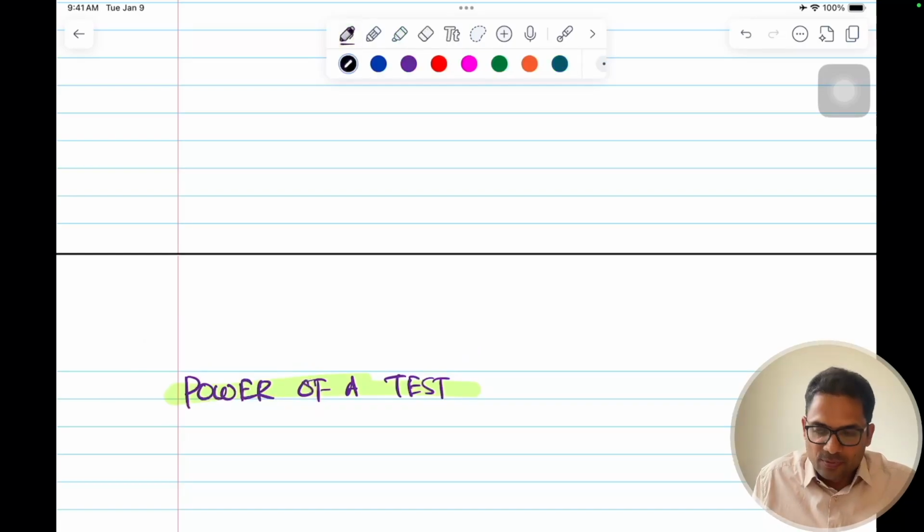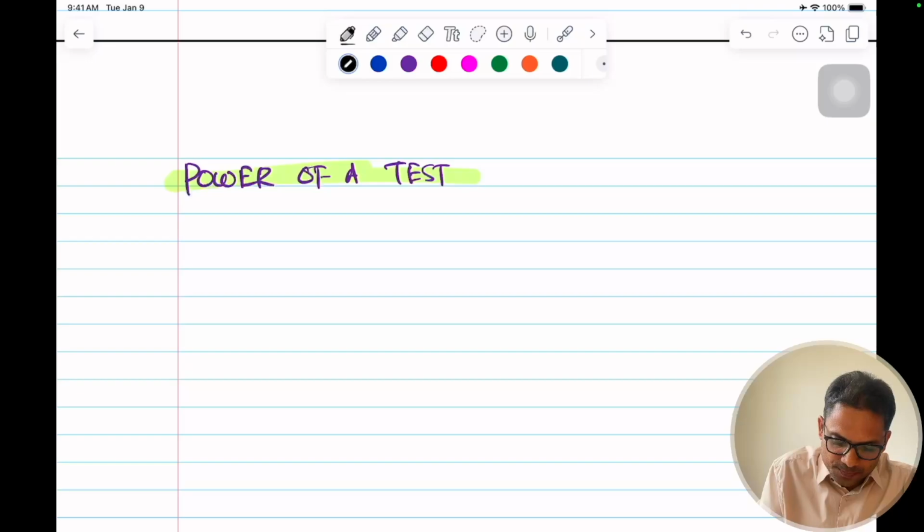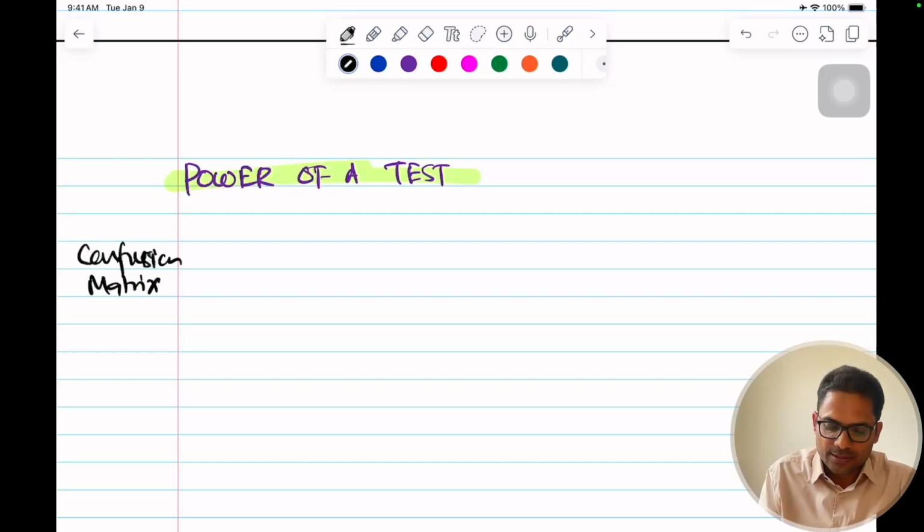What is power of a test? Before that, we'll just plot the confusion matrix. So we'll create a confusion matrix. Okay, so let's create a confusion matrix for the alternate hypothesis.